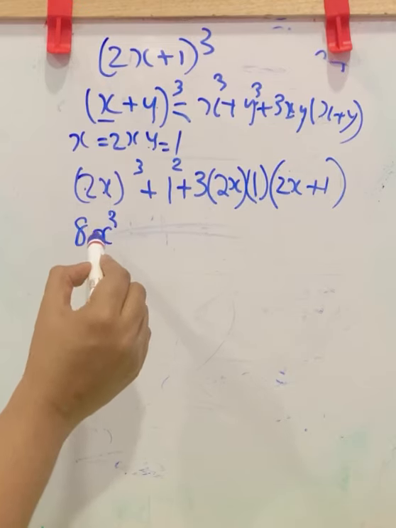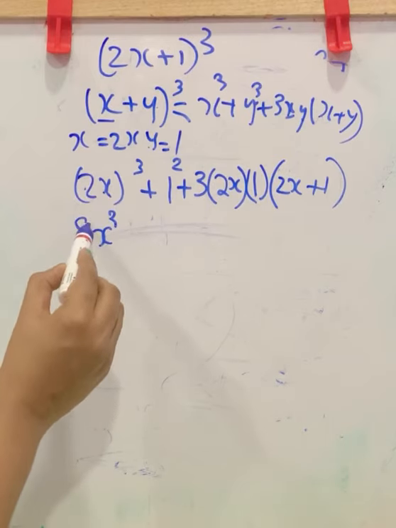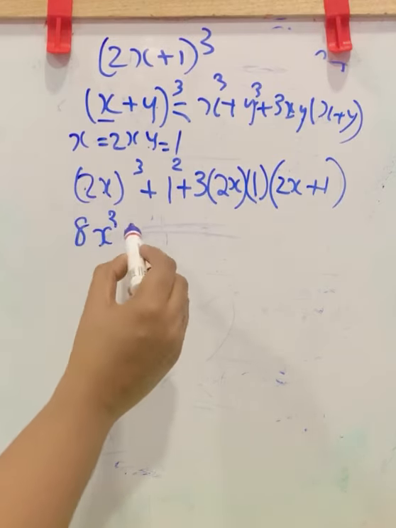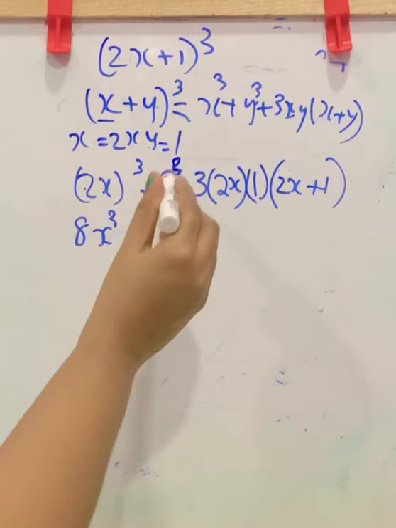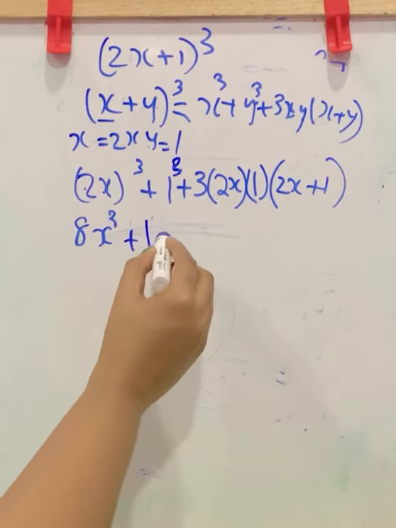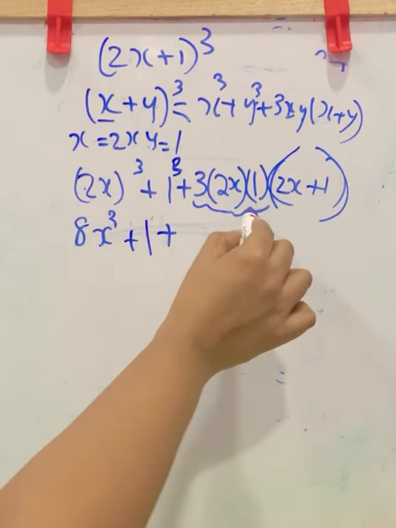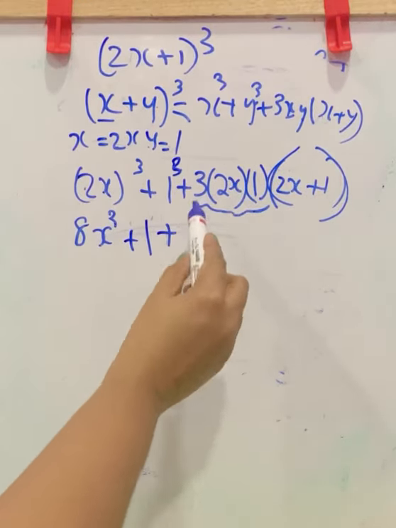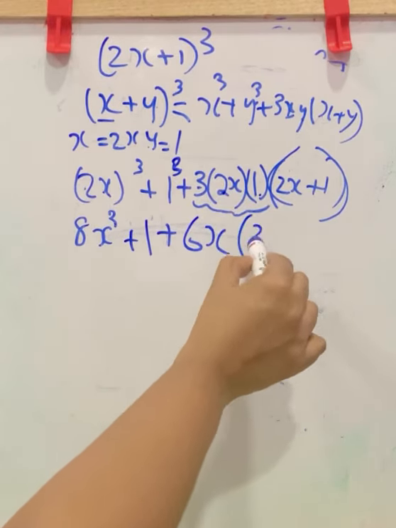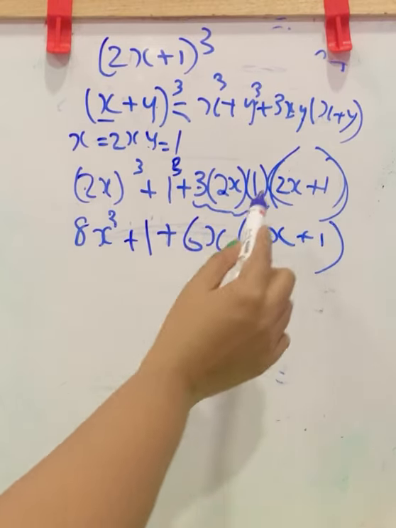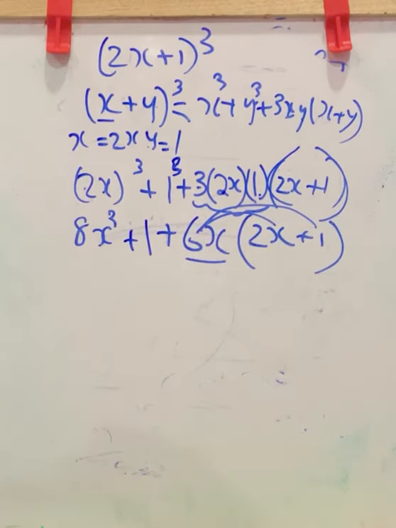Now don't put the bracket because here this cube is for x. 2 we already take the cube and that is 8. So 8x cube plus, that is y cube, here it is y cube. So 1 cube is 1 plus, outside the bracket we have this to multiply, that is 3 into 2x into 1. 3 2s are 6, 6 1s are 6, x is there. Now inside the bracket 2x plus 1. Now with this you have to open, that is distribute inside the bracket.